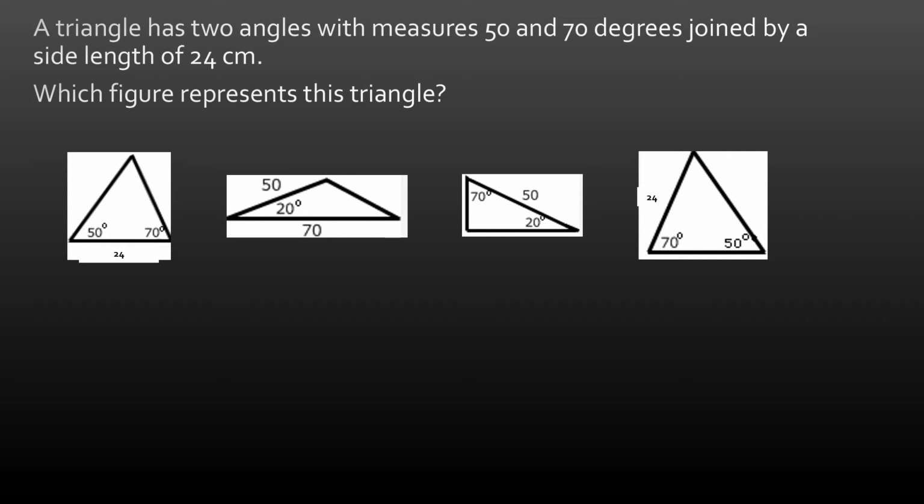Alright, next question says that a triangle has two angles with measures 50 and 70 degrees joined by a side length of 24. Which figure represents this triangle? For this image here, what I suggest doing on these is taking your two angle measures, okay, so I have 50 degrees and I have 70 degrees, and then it says that they are joined by a side length of 24. So if I have a point here, and a point here, I need to connect this line right here to join these two together.